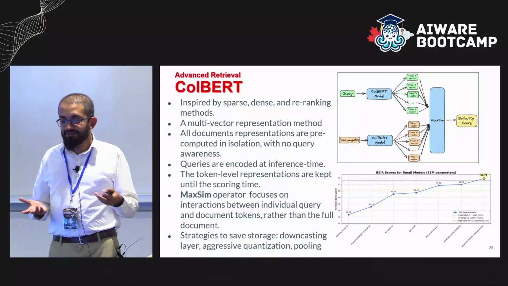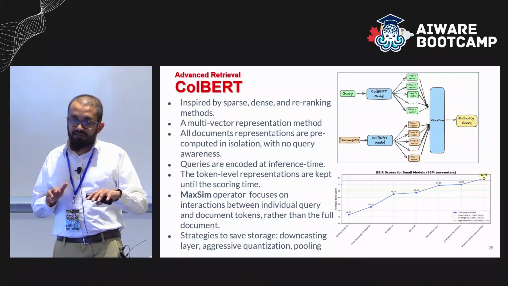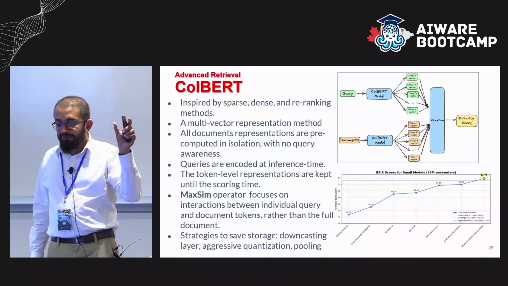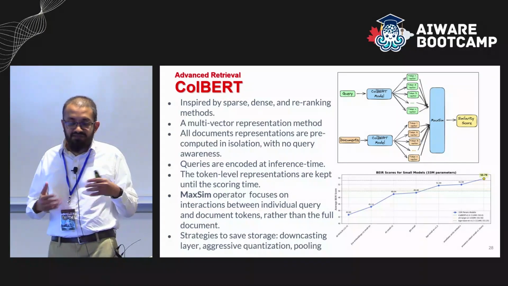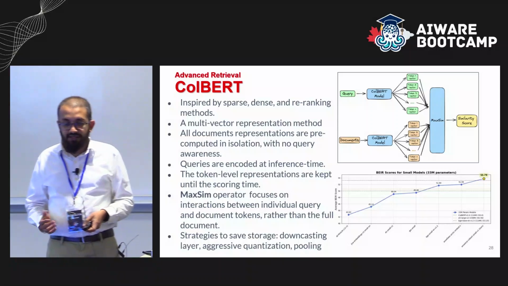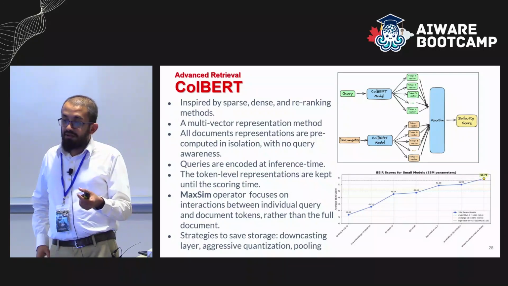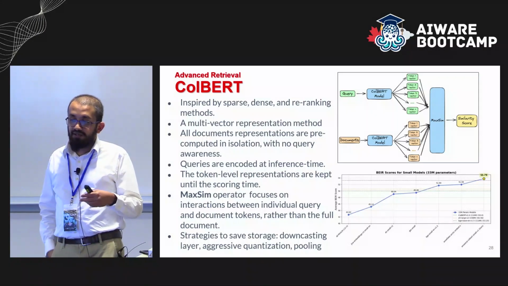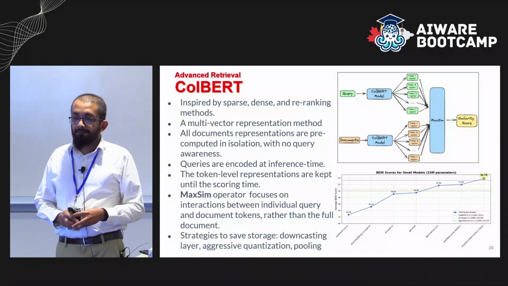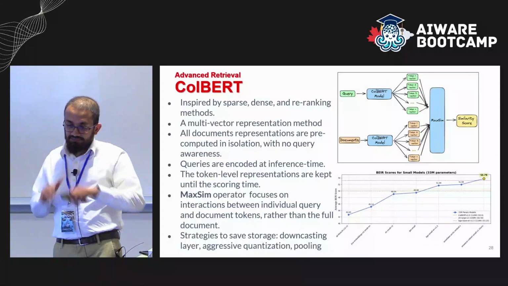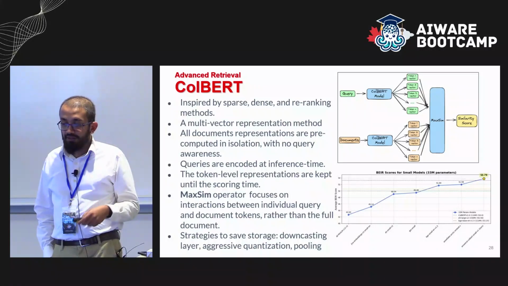When you do the embedding of them together, they use this token level information to do the retrieval. But as you already know, this can be very, very costly because you have to keep information about token embeddings of the documents and also the token embeddings of the query. So they have some strategies to save storage like downcasting layer, aggressive quantization, and pooling. And they use the MaxSim operator here to come up with one value from all of these token relationships, and they show they have a better retrieval than all the previous techniques.